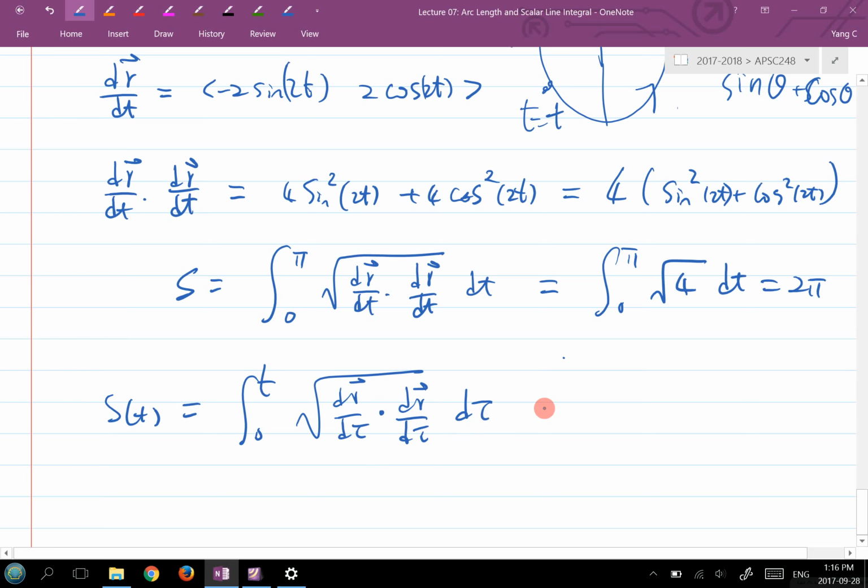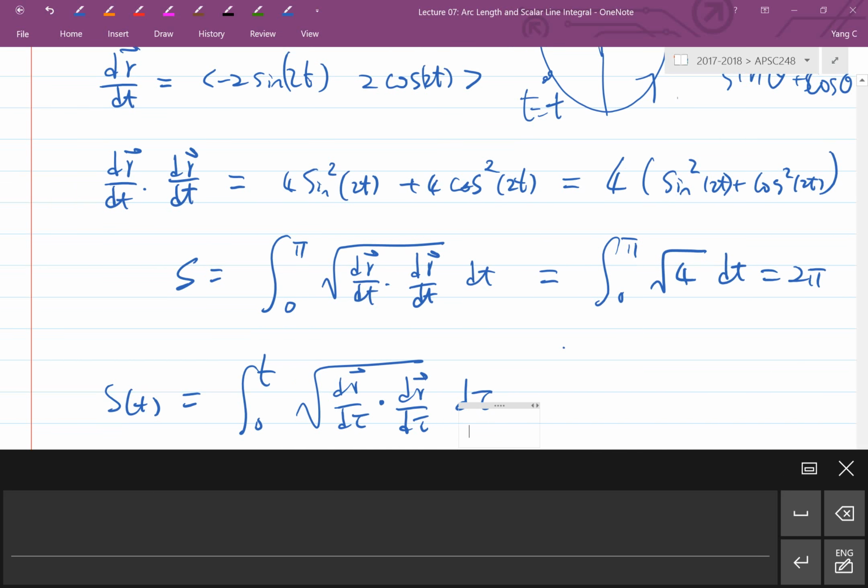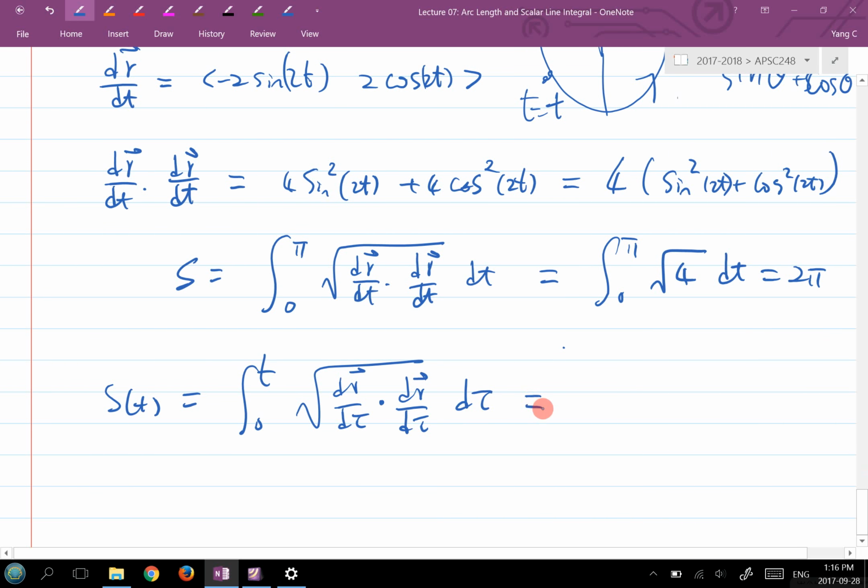As a matter of fact, nothing really changed. It's still going to be the square root of 4, and then d tau. So all you get is 2 times t, 2 times t now. That will be a general function for the arc length. You plug in any time moment t, then you get the corresponding travel displacement, right? Good.